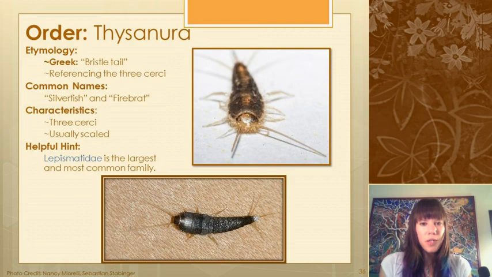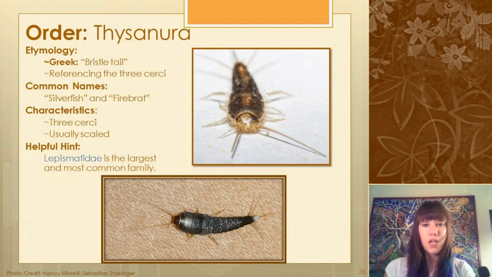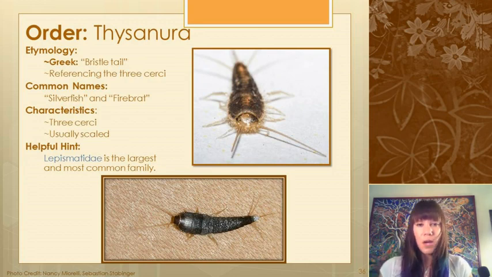The last group that we're going to talk about for today is the order Thysanura, and in Greek that just means bristle tail and is referring to the 3 cerci at the end of the abdomen. Their common names are silverfish and firebrats, and their characteristics are that they have the 3 cerci and that they're usually scaled. You can usually find these guys in your bathroom, or if you have a house in your basement, or if you work in a really old building like I do, and a lot of times in really old drawers where there's old books and papers, you'll find them there too, and that's because they're eating all the old paper and stuff. The most common family that you're probably going to find is Lepismatidae, and so if you find these guys, you just cross off an order and family all at the same time.